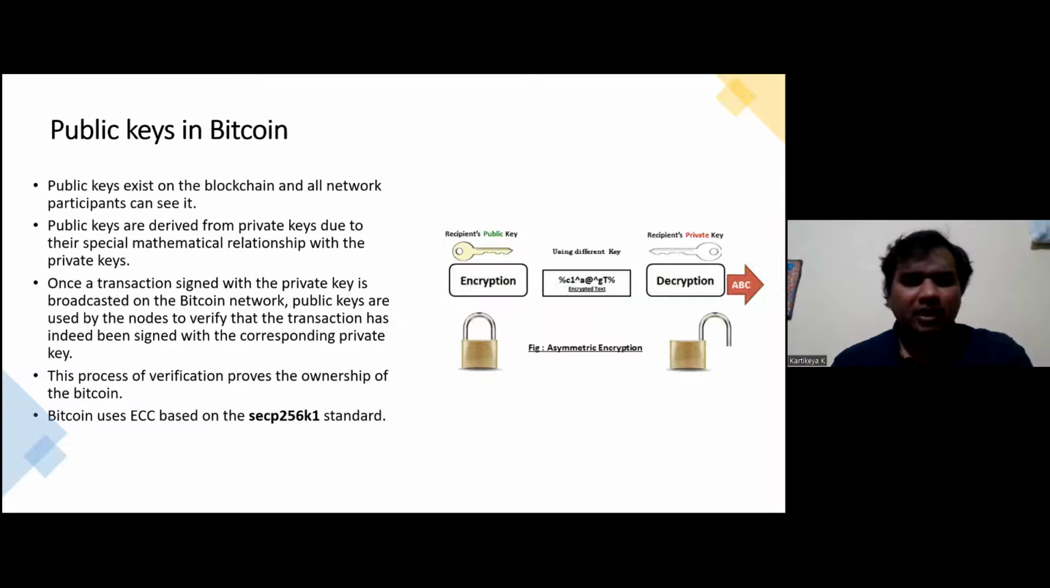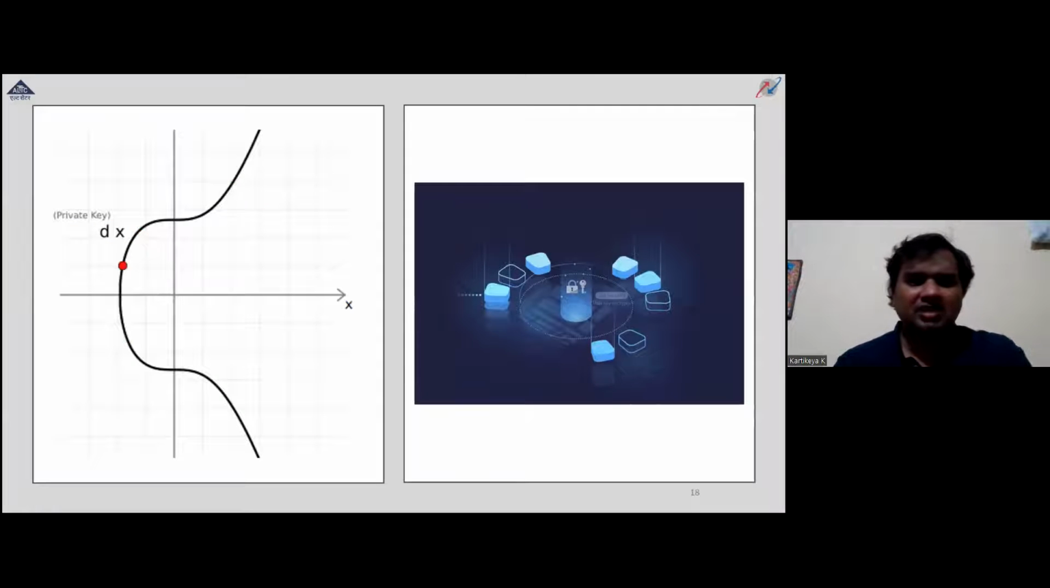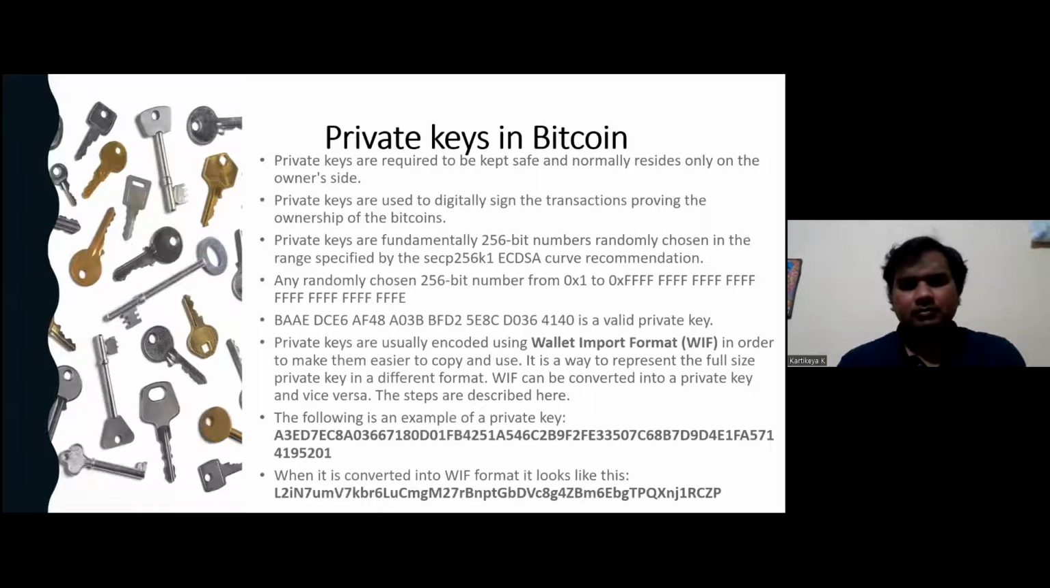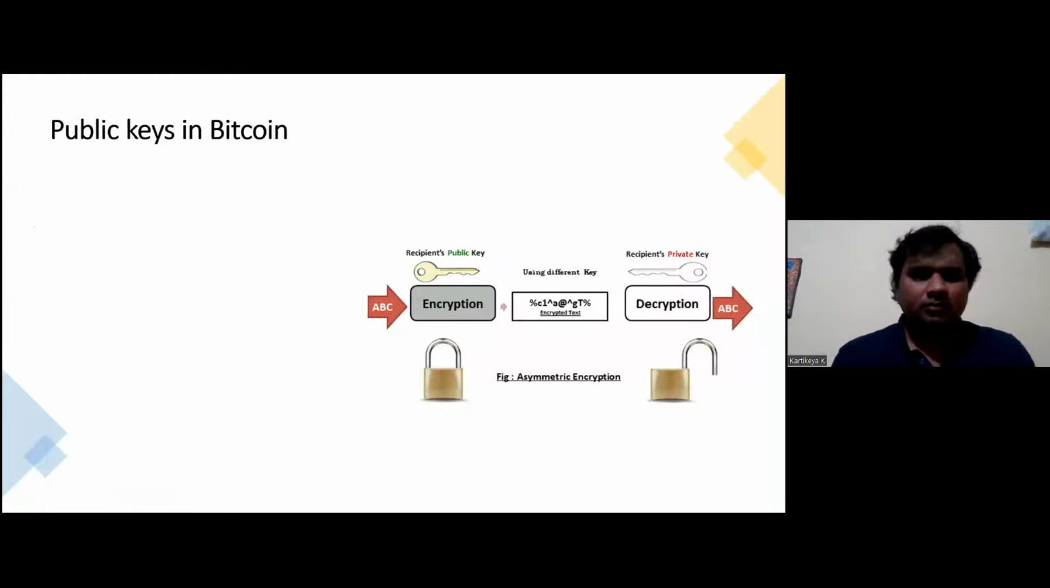So Bitcoin uses ECC based on the SECP256K1 standard. ECC means Elliptic Curve Cryptography, the ECC curve. Earlier you saw this one, right? This is the ECC curve. Using this curve only, we get these private and public keys. A public key is 256 bits in length. The length of each public key is 256 bits.